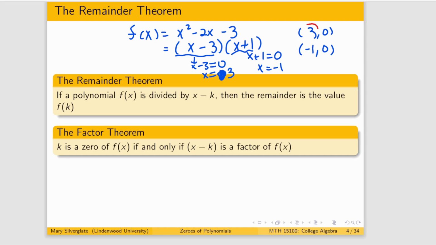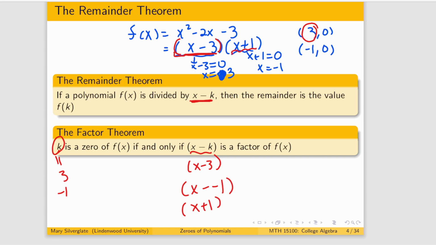Well, if you noticed, when 3 was a 0, that meant x minus 3 in parentheses was a factor. And that's exactly what it says here, that if you have k being a 0, in that case 3, then x minus k is a factor, in that case x minus 3. For the other 0, negative 1, the parentheses of x minus a negative 1 became x plus 1, just as you would have noticed from the other parentheses.